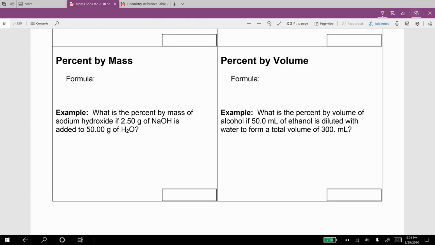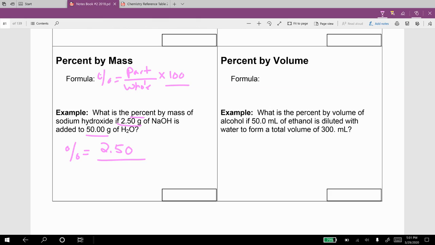So percent by anything is on Table T. Your formula for percentage: your percentage is equal to the mass of your part divided by the mass of the whole, and then please don't forget to multiply by 100. So what is the percentage by mass if 2.5 grams is added to 50 grams of water? Well, my percentage will be equal to the part, what I'm trying to dissolve, 2.5 grams, divided by the mass of the whole.